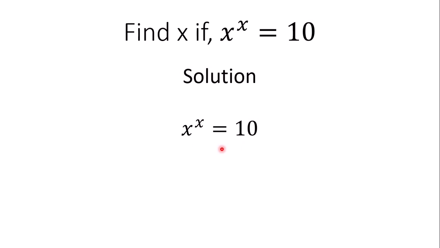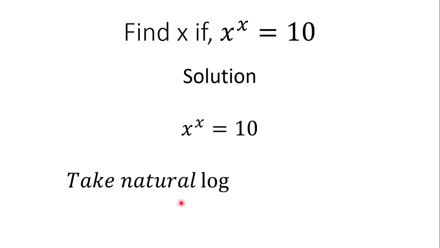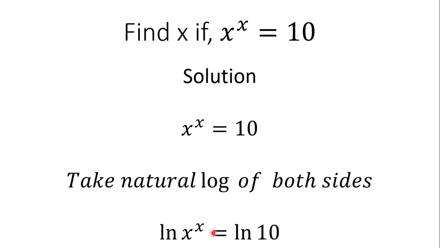But before we apply the approach, we are going to take natural log of both sides. Why? Taking natural log of both sides will help us rewrite this in a way that will suit the approach that we are going to use. So let's take natural log of both sides. Natural log of x to the power x equal to natural log of 10.